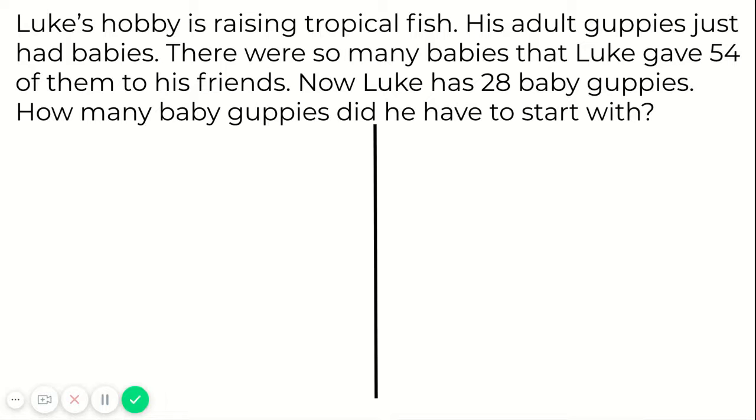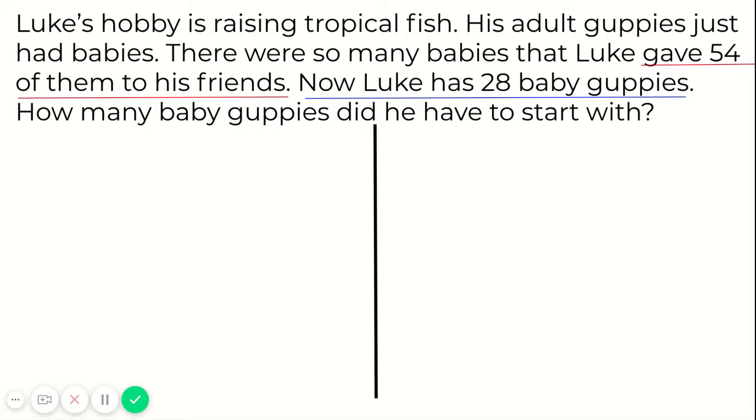The picture you made in your mind might look a little bit different, and that's okay. But the first step is to visualize. Now we have to start thinking about how we can write a situation equation to match this word problem. So let's think about what we know. We know that Luke gave 54 of those guppies away to his friends. So that makes me think that the amount of baby guppies he has is getting smaller. We also know that Luke has 28 baby guppies now.